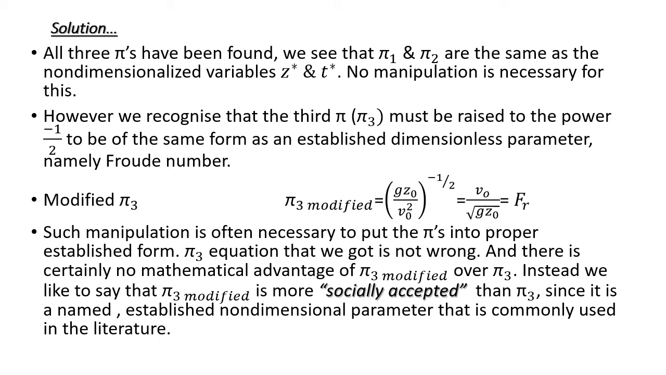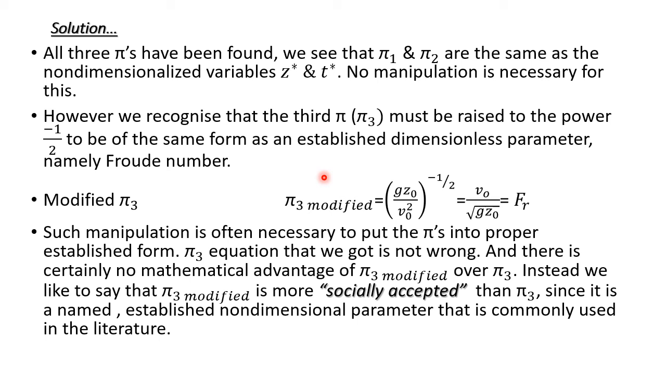If you look at the Froude number expression, it is v naught by the square root of g z naught. Whereas our dimensionless pi 3 term is g z naught by v naught square. So to get it in this form, we need to raise it to the power minus half, and then we get the Froude number. There are rules for this that we will take up in the coming slides: how to manipulate the pi terms.